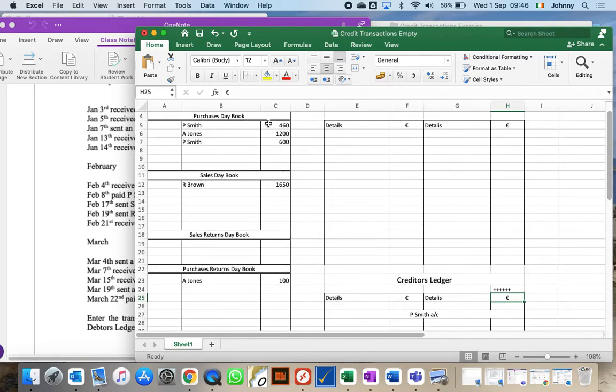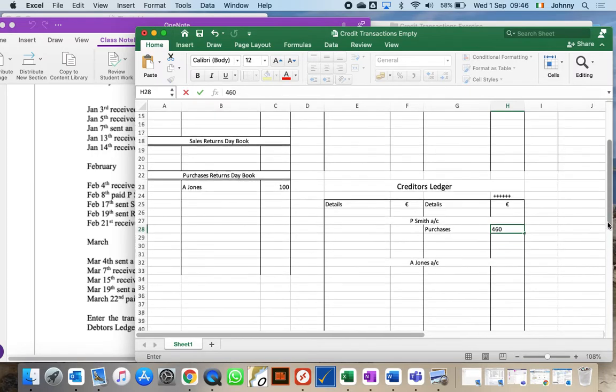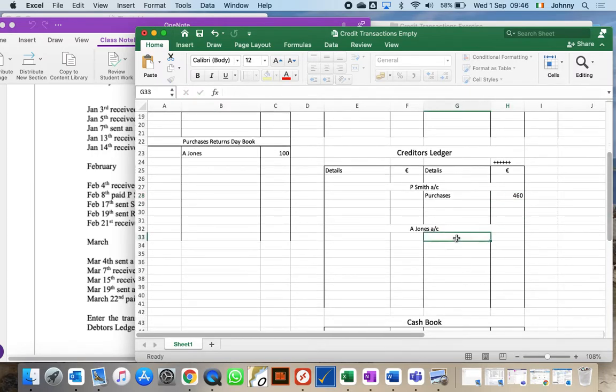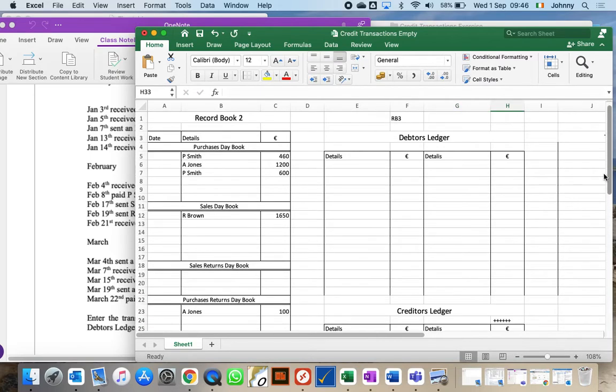So P. Smith 460. So I go to the P. Smith account. I owe P. Smith more money because I've bought more goods. I got a bill from him. So I'm going to write in here purchases, and I'll put 460. Is that right? Okay. A. Jones. Oh, that's a different person. So I'll go down to his account. So I'm going to have purchases there, and the amount of money was 1,200.